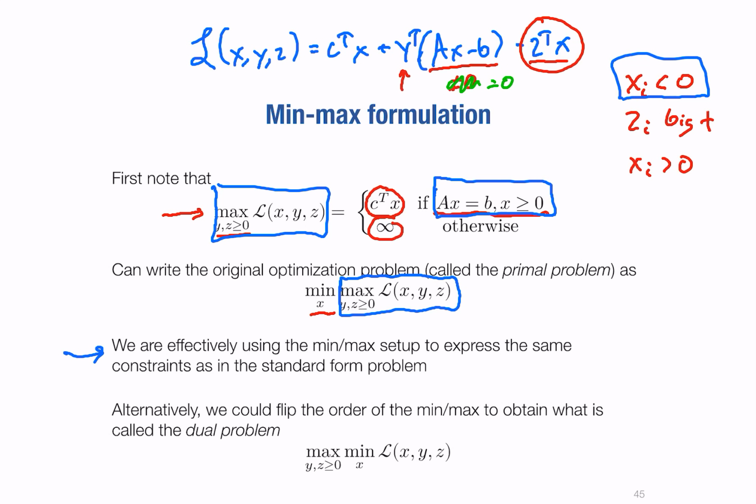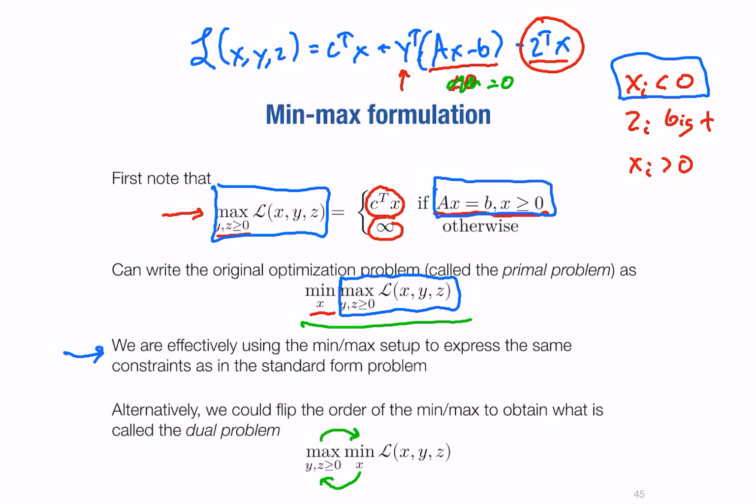But the thing I want to introduce now is a modification of this problem here. What we're going to do is take this and swap the order of the min and the max here. We're going to first do the maximization and then the minimization, in this order.